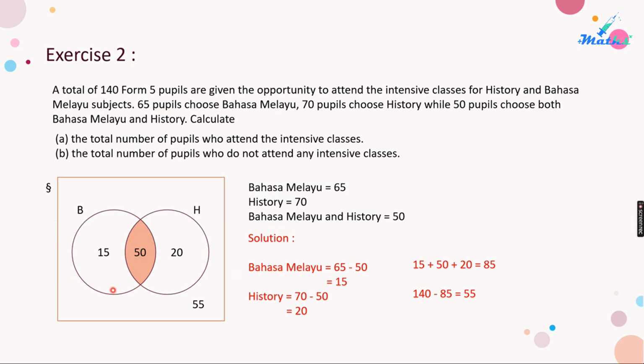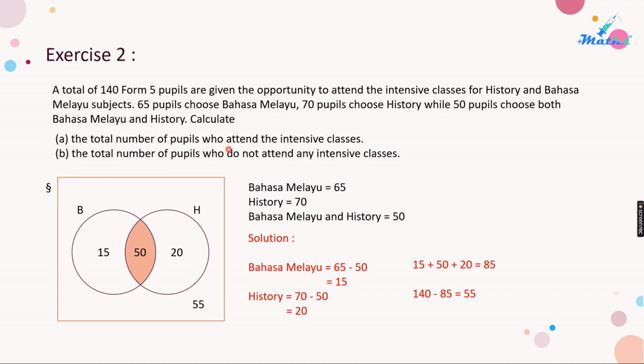Now we're going to do Bahasa Melayu. Bahasa Melayu has 65 people, but 50 people take both subjects. So we need to minus: 65 minus 50 gives 15. 15 is those who only took Bahasa Melayu, so we write it here. For history, we have 70 people, but 50 people take both. So we also need to minus 50. 70 minus 50, and we get 20. This 20 is those who only took history.